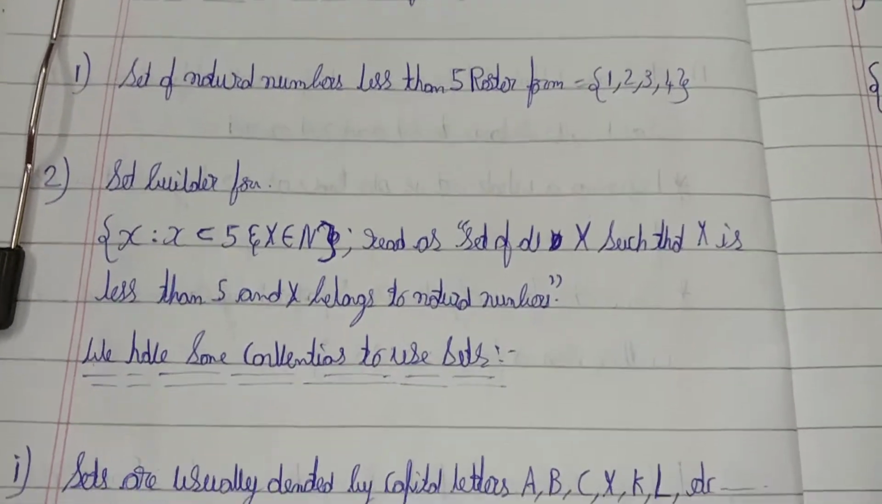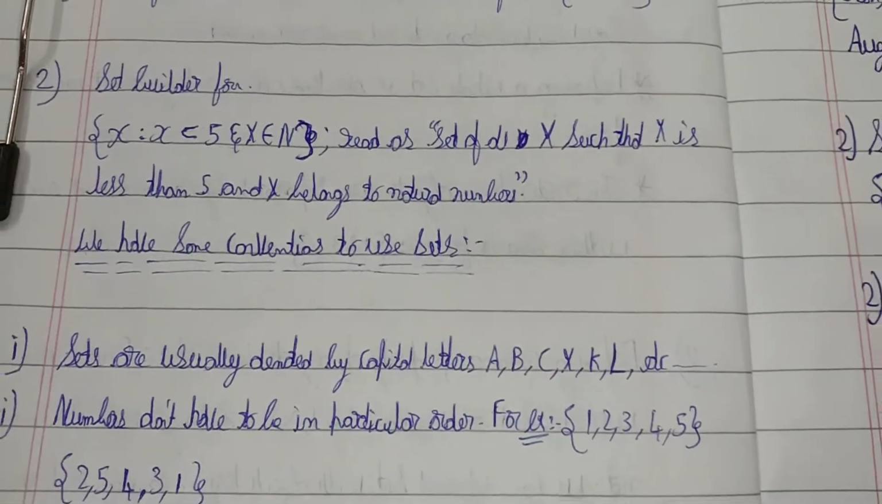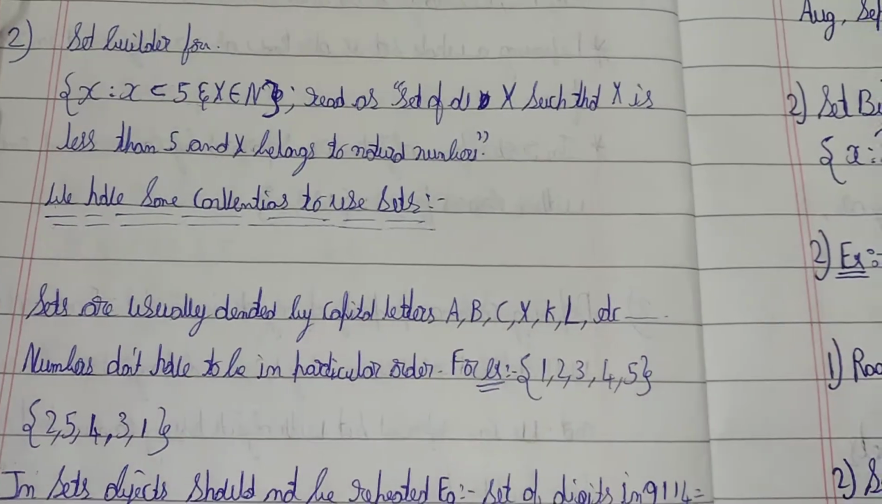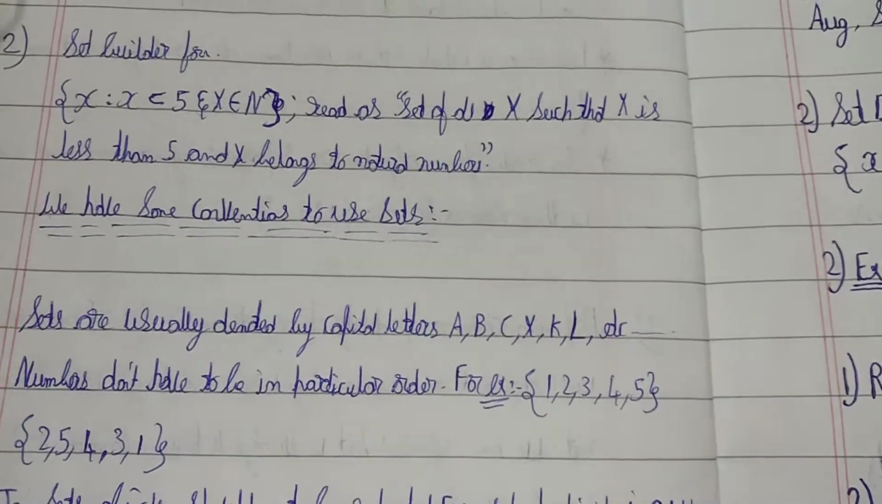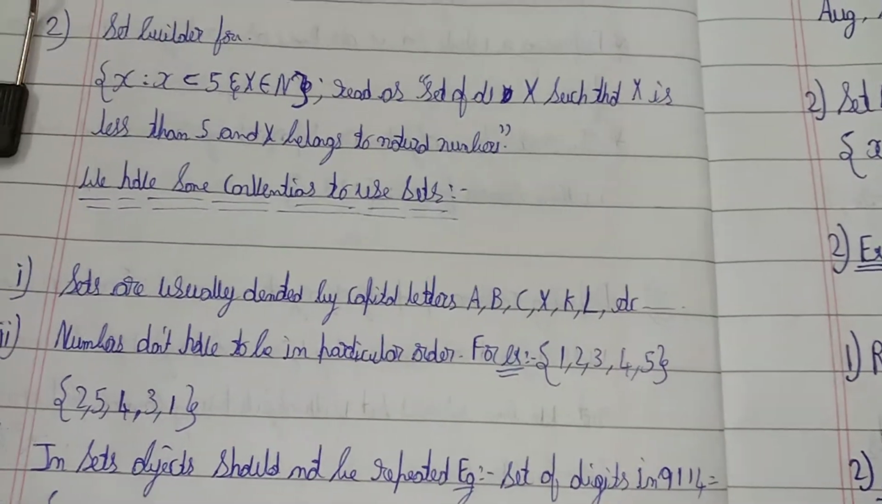We have some conventions to use with sets, guys. Some properties. Sets are usually denoted by capital letters, guys. We should not use any small letters. For example, A, B, C, X, K, L, all capital letters only, guys.